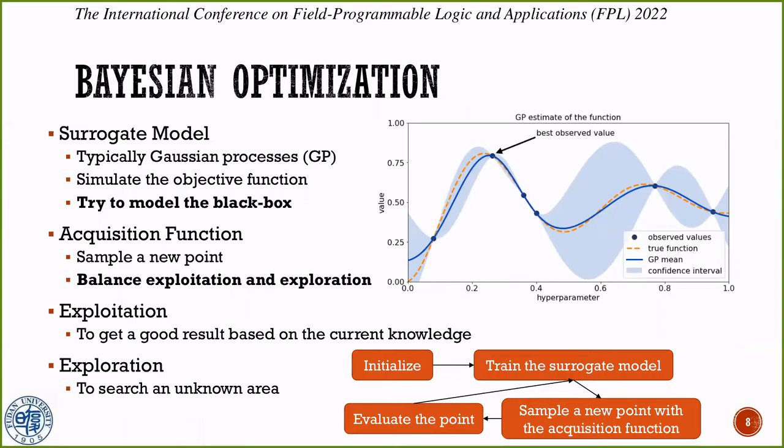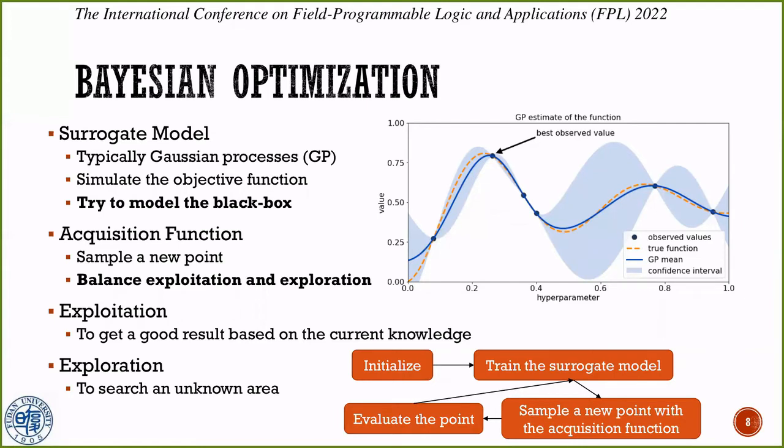Our algorithm is based on Bayesian optimization. Bayesian optimization contains a surrogate model and an acquisition function. The surrogate model tries to model the black box. In this problem, the surrogate model tries to model the process conducted by VPR.